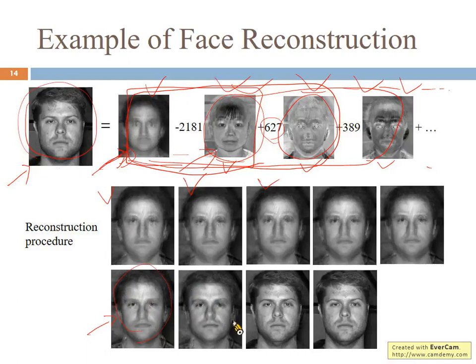And if we consider more, like 8 eigenfaces, then we can construct a face very similar to the original one. And if we consider all the eigenfaces, we can very accurately reconstruct the original face. And the weights, minus 2000, 600, 300, can be used to describe the characteristics of this face image.